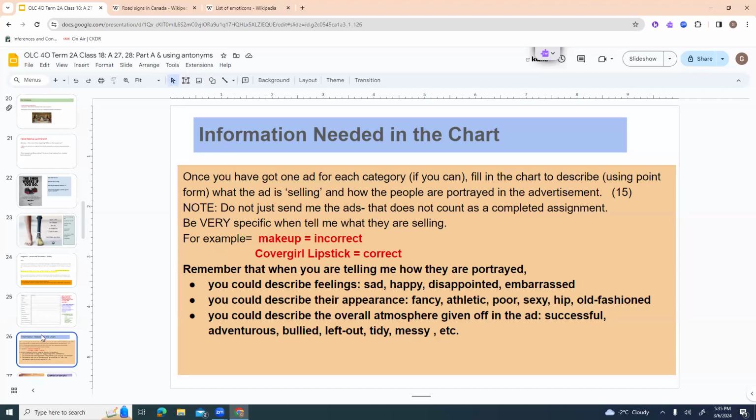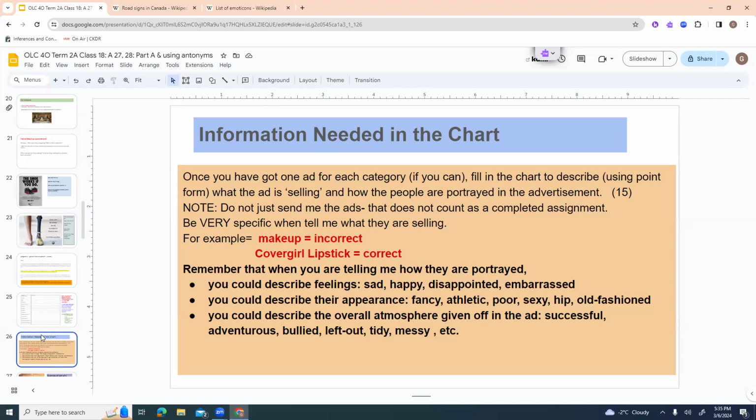Now, the word portray is kind of a fancy word. They just mean, how do the people seem? How are they trying to show what they're like? You could describe their feelings. Do they seem sad, happy, disappointed, embarrassed? You could describe their appearance. Do they seem fancy, athletic, poor, sexy, hip, old-fashioned?